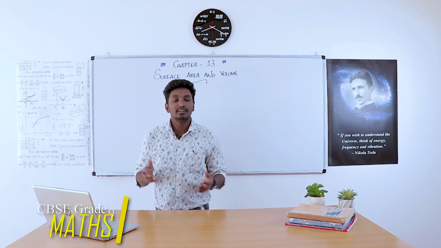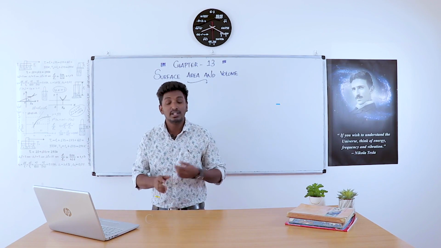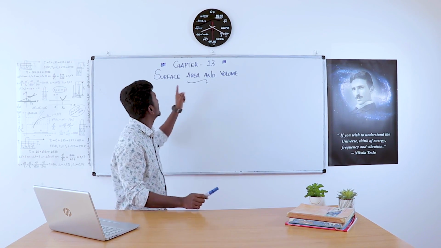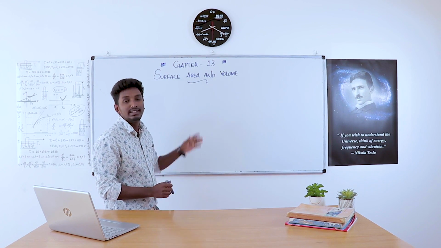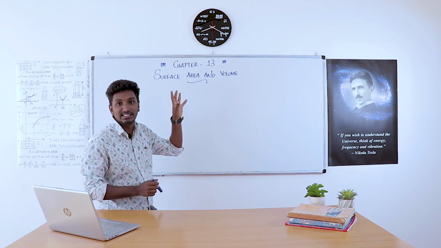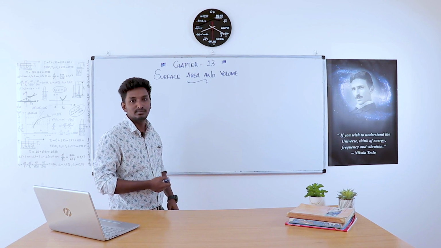Welcome to the section of Grade 9 CBSE Maths class. Today we are looking at chapter number 13, Surface Area and Volume. In this chapter, from the name itself, it is clear that we are going to study surface area and volume.